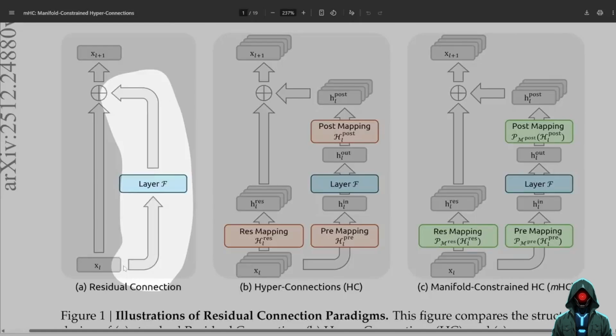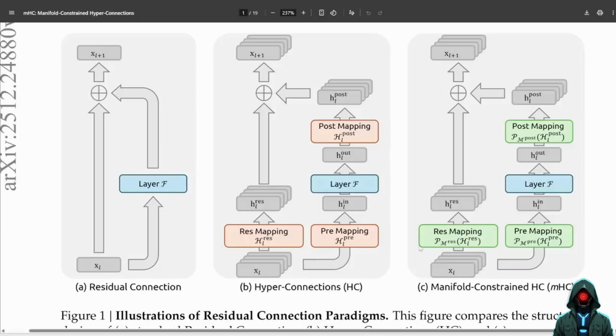Deepseek's solution is incredibly elegant. It's called Manifold-Constrained Hyper-Connections, or MHC. They kept the multi-lane superhighway but introduced a strict set of mathematical rules of the road. Using a technique that constrains the connections to a mathematical structure called a Birkhoff polytope, MHC ensures that the total amount of signal in the system remains constant.